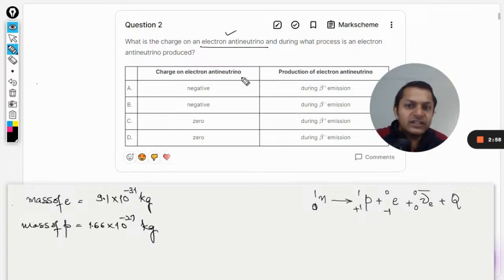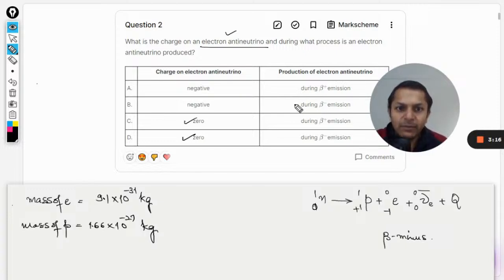So, first of all, what is the charge? There is no charge on the antineutrino or on neutrino. I will be giving you the other reaction also. Now, the production of electron antineutrino is accompanied in what is known as beta minus decay. We do not call it electron decay, we call it beta minus decay. So clearly the answer will be D in this case.